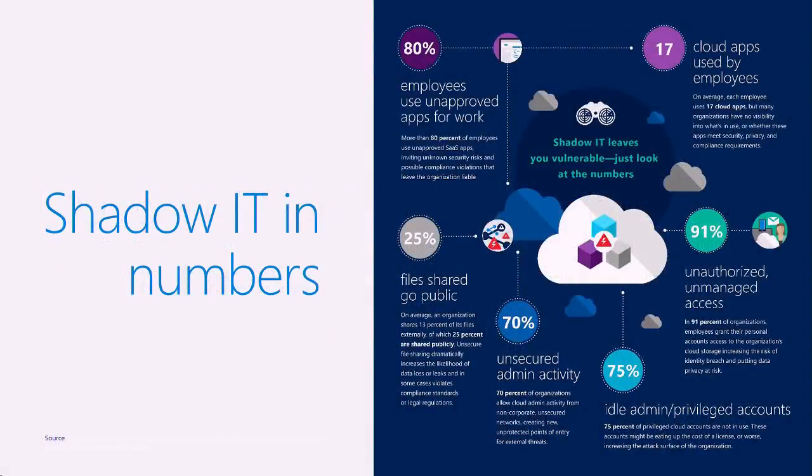So if you look at shadow IT by the numbers, this is a scary statistic, and I talked yesterday about privileged identity management. We've seen that 75% of organizations have idle admin accounts that are privileged, that have access inside their organization. 25% of files that are shared go public to Dropbox, to all these other places.